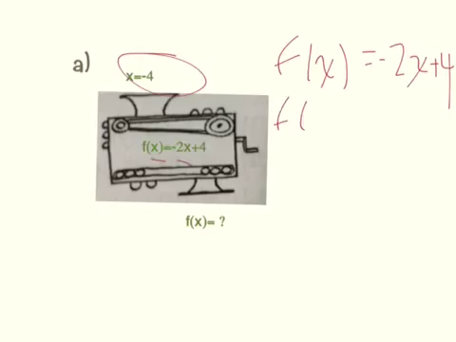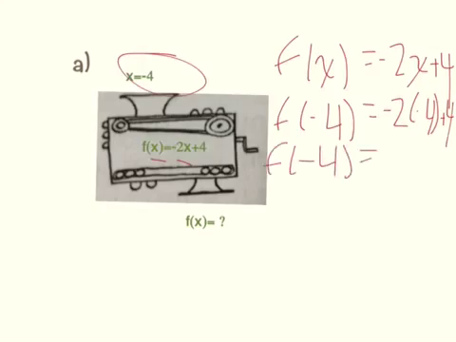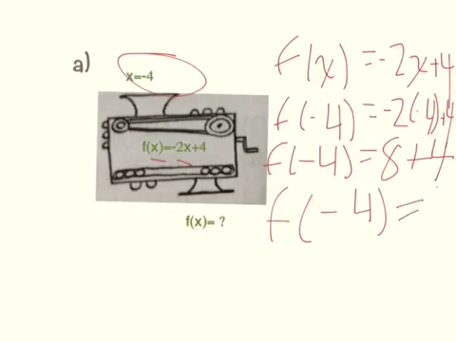So function of negative 4 equals negative 2 times negative 4 plus 4. So function of negative 4 equals negative 2 times negative 4 is 8 plus 4. Bring down the equation. So the function of negative 4 equals 12. So function of x equals 12.